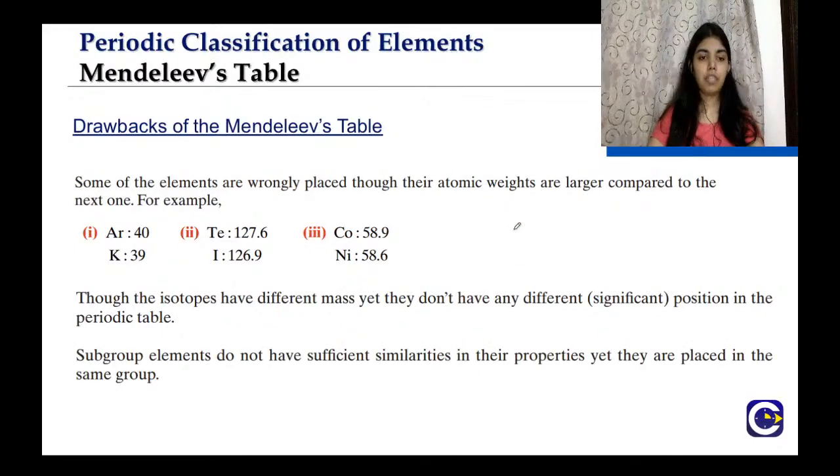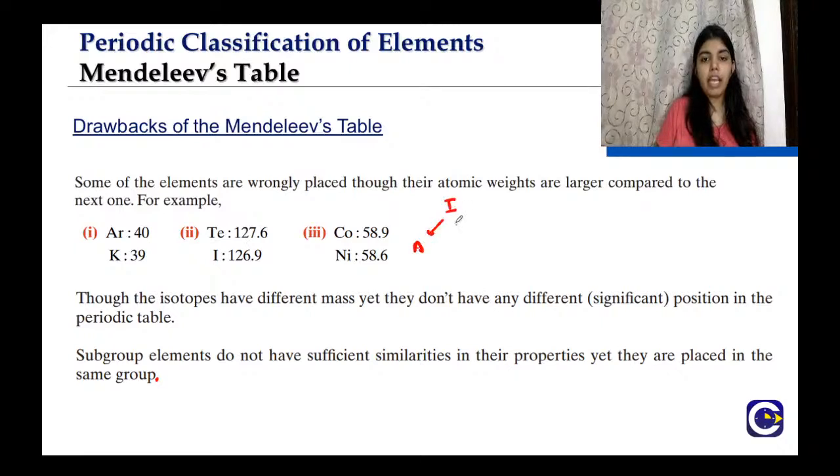Now the next, if you see, subgroup elements do not have sufficient similarity in their properties, yet they are placed in the same group. Now this was very important. I told you that within a group only valency remains the same, however the subgroups do not match. For example, for group 1, let us say we were having A and B, so the properties of A and B were not matching sufficiently, yet he placed these two subgroups in a particular group. So this was the problem with the Mendeleev's table.